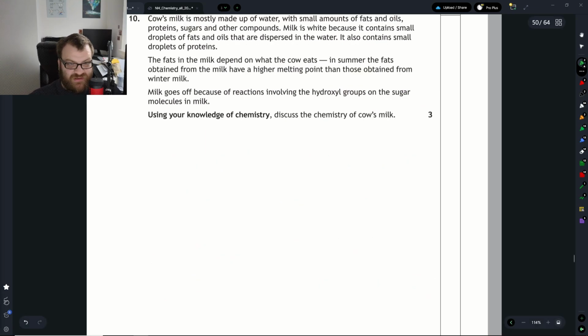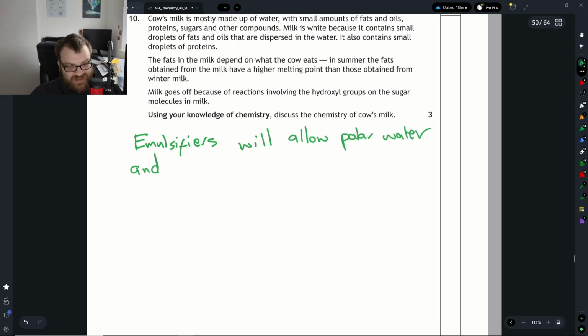Okay, in this question, first thing I'm noticing is we're talking about water with fats and oils. An emulsifier will help keep them together. So emulsifiers will allow polar water and non-polar fats and oils to stay mixed together.